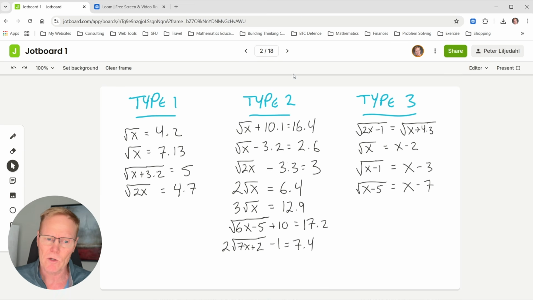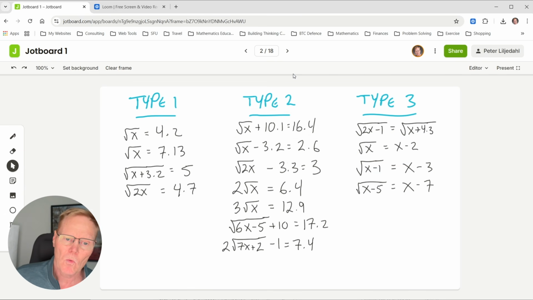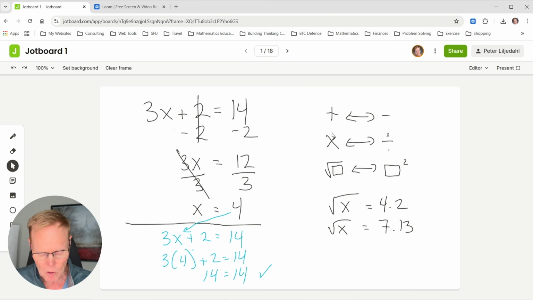I never showed them how to solve something like this, and I never showed them how to solve something like this. What was important was that all I did was review that the purpose of solving was really just to isolate that x and to check their answer. We also reviewed the inverse operations. So although I never really showed them how to do this, we did review this idea that the inverse of square root is square and the inverse of square is square root.